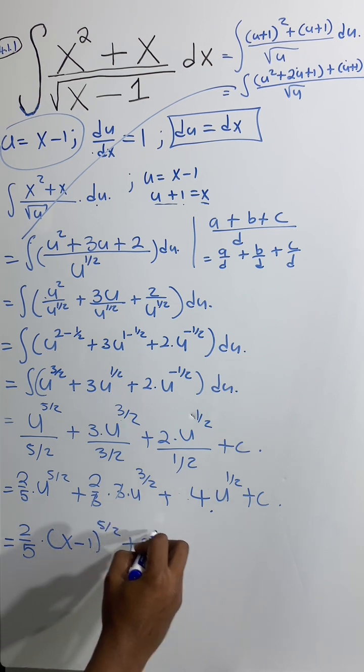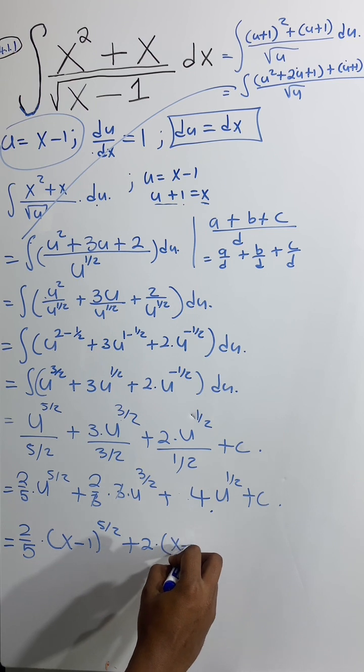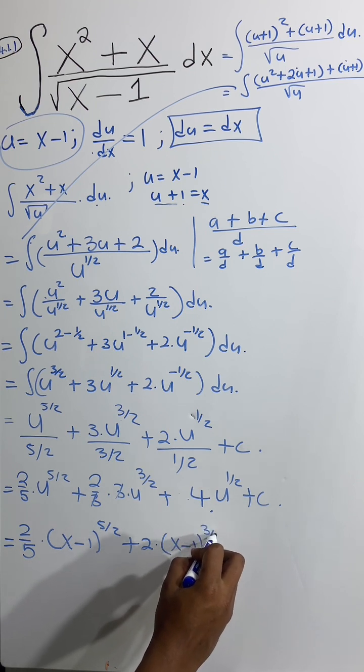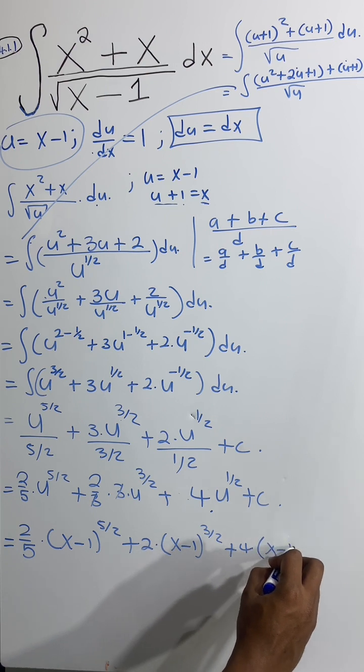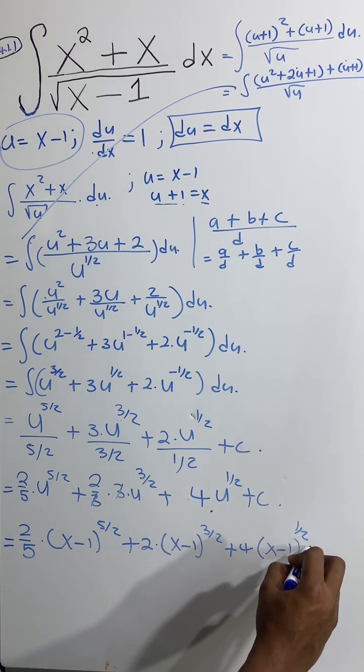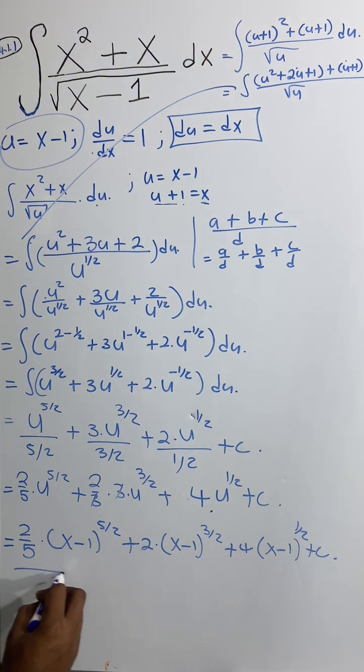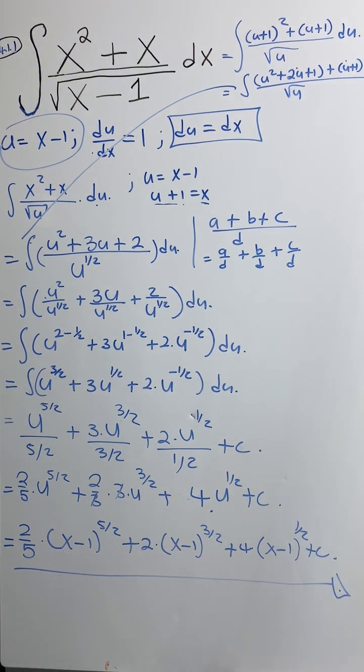Plus 2 multiplied by (x minus 1) to the power 3 over 2, plus 4 multiplied by (x minus 1) to the power 1 over 2, plus c, and this will be our answer for 4.1.1.